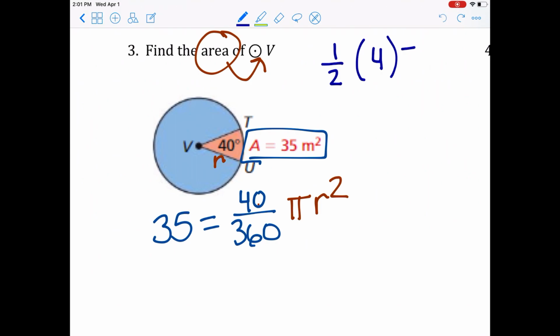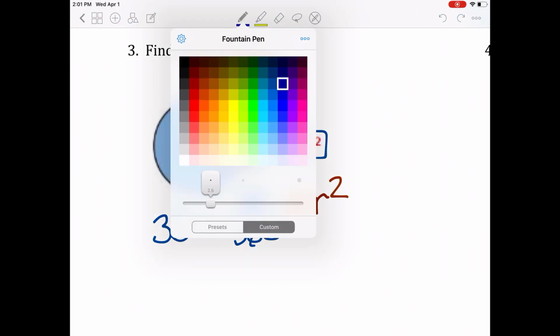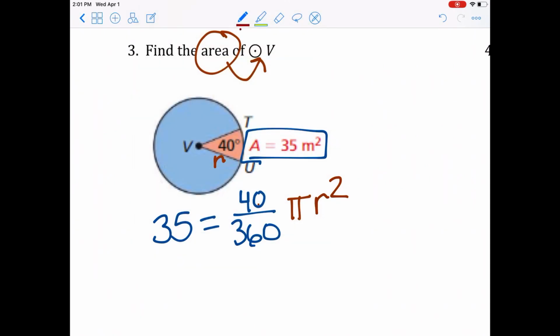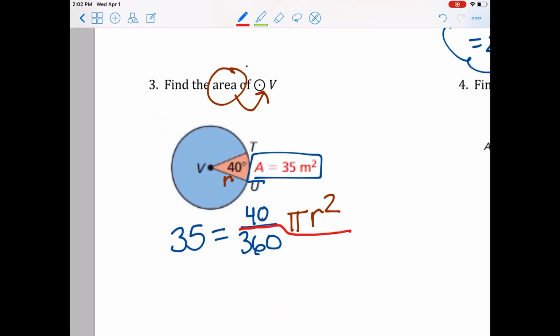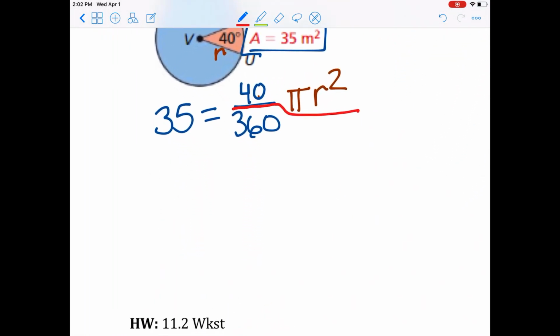So my little trick is I just curve my fraction line. Let's get a bright color in there so you can see it. I'll choose brown. We're going to curve our fraction line and put everything on the top, on the numerator. So that's my little trick. So now we have 35 is equal to 40 pi r squared over 360.